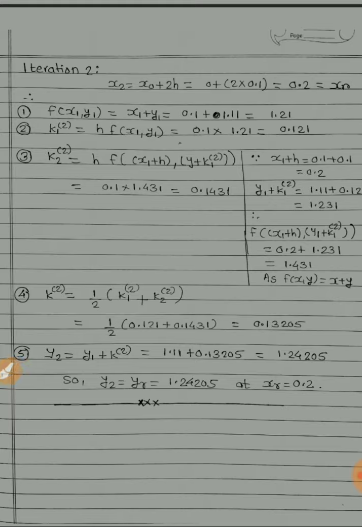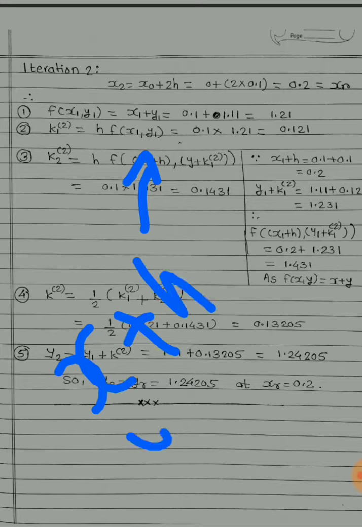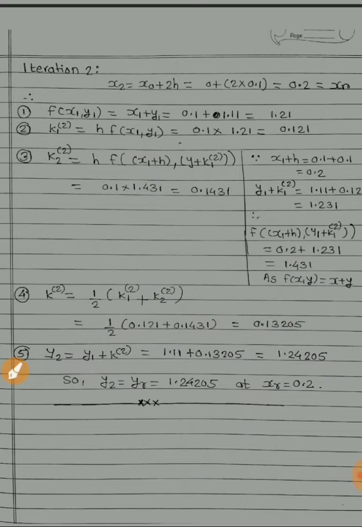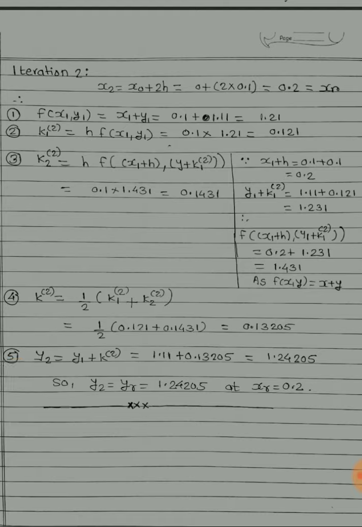The k2 value we can calculate in the same fashion. First of all, to calculate the value of k2, we need to calculate f of x plus h, y plus k1 of 2. These values we have to calculate, and that calculation is done here. x1 plus h becomes 0.2, as 0.1 is the value of x1 and h is 0.1. Then y1 plus k1 becomes 1.231 after putting in the values of y1 and k1.